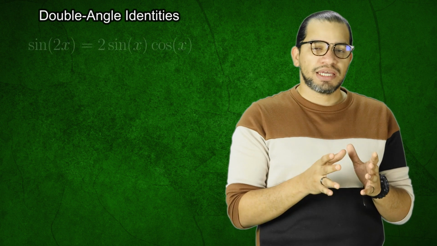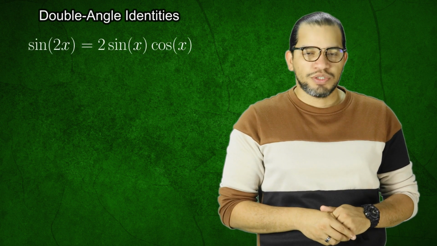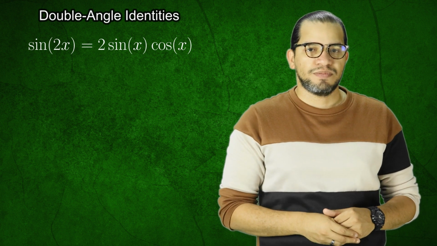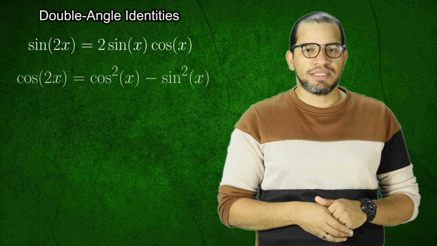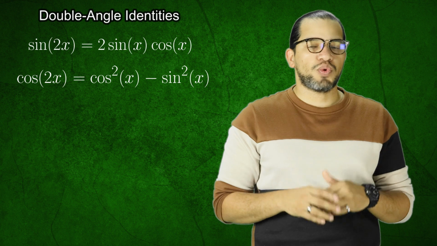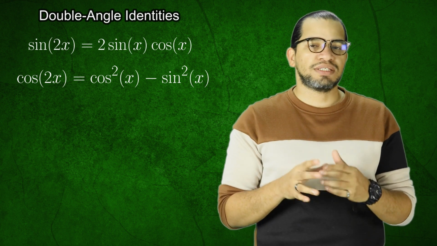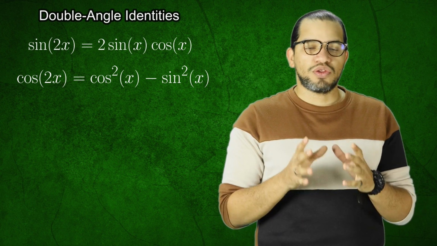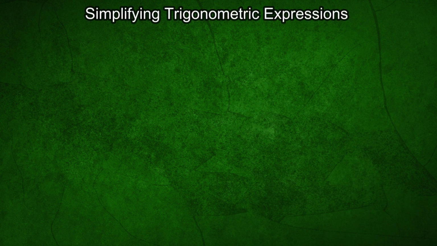Two other identities that will be very useful are the following. Sine of 2x is equal to 2 times sine of x times cosine of x, and cosine of 2x is equal to cosine squared of x minus sine squared of x. These two identities are called the double angle identities. Now, let us start using the trigonometric identities that we just learned for simplifying trigonometric expressions.